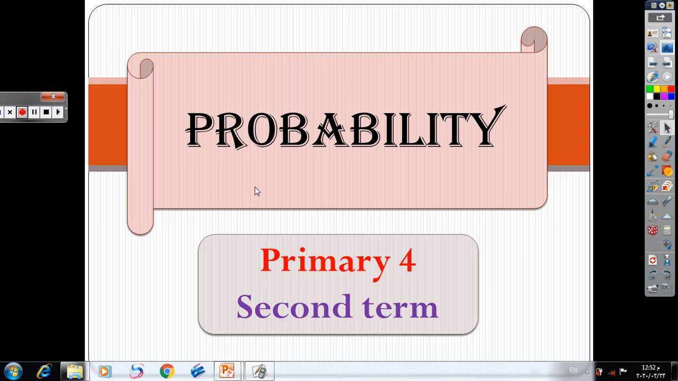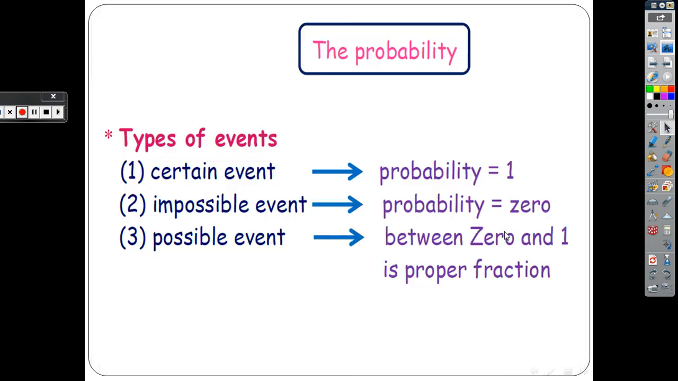الدرس ده هنتكلم فيه عن probability. ايه هي probability ونتكلم عنها ازاي؟ The probability, at the first you must know what the meaning of event. Anything occur in your life is called event.